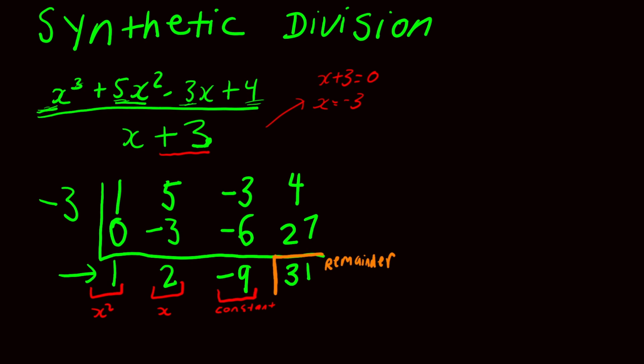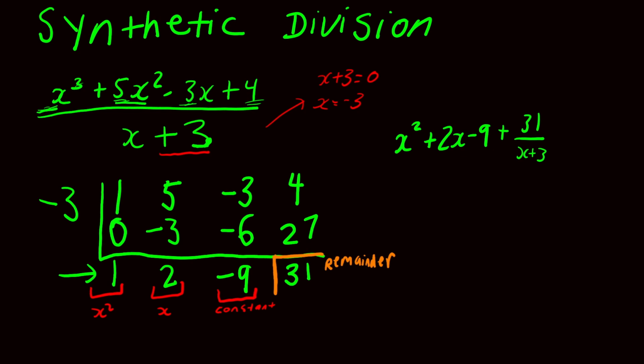So 1x squared is just x squared plus 2x minus 9. Now we have this remainder of 31. We could write it like remainder 31, but no teacher, at least no teacher I've had, would accept that. So we're going to write it as plus 31 over the original thing we divided by, x plus 3.